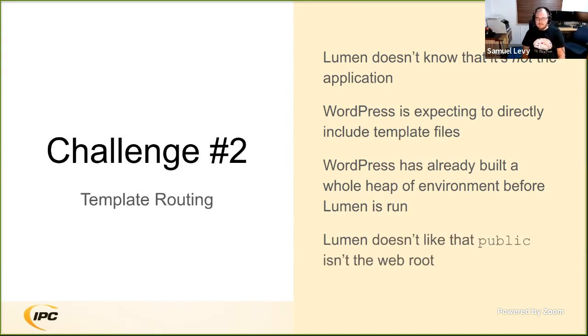And Lumen doesn't like that the public folder is not actually the web root that's being accessed. If you're unaware, where Lumen is sitting is in the web root under wp-content, themes, and in this case, WordPress, and then public. So it's expecting public to be the web root, and instead it's several levels deep. So Lumen doesn't like that too much.